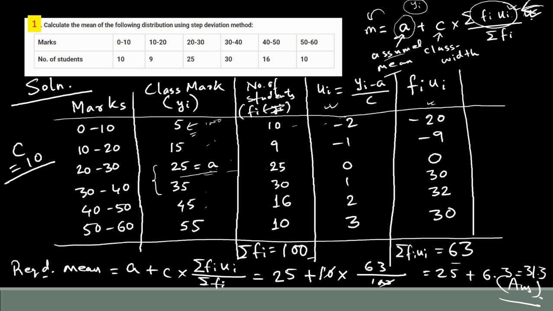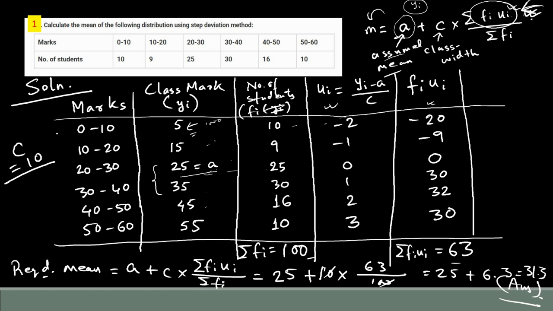So I hope this problem is clear to you. First you found out the class mark, number of students, ui, fi ui, right? And then you applied the formula: required mean is a plus c times summation fi ui divided by summation of fi, to get your answer.